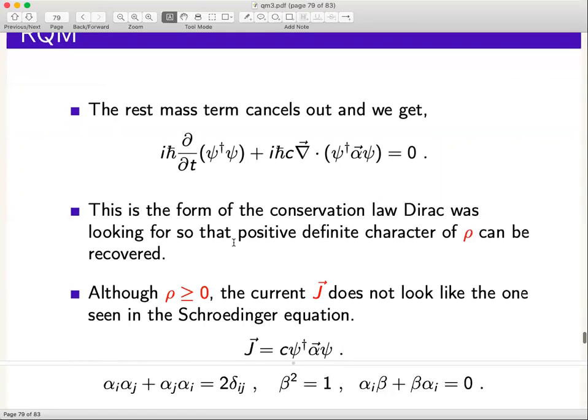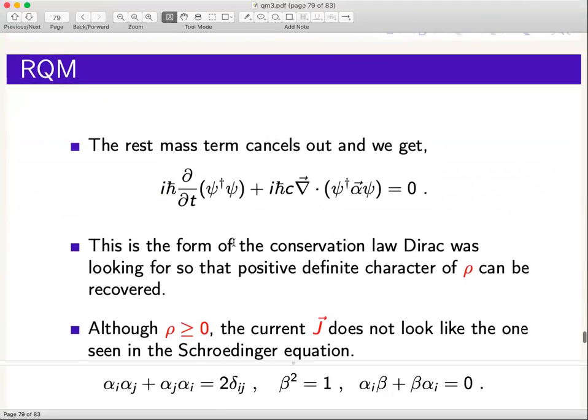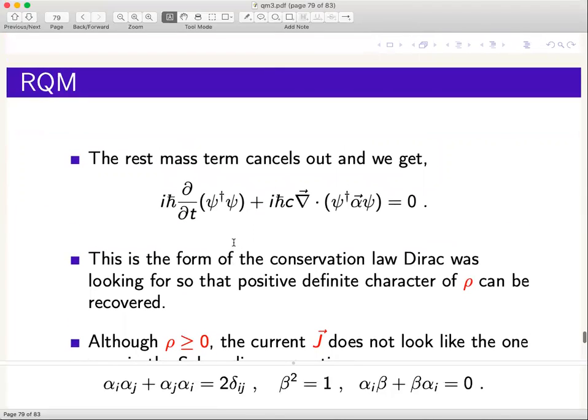Should it not be psi bar, as in the Klein-Gordon case? Should we put psi bar instead of psi dagger here? No. Here it is psi dagger only. Psi bar appears when you are looking at what is the conjugate variable.